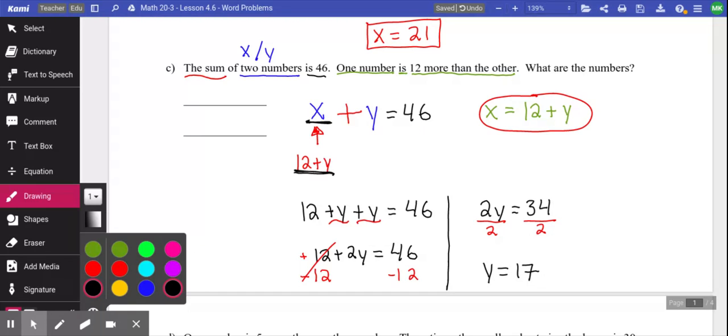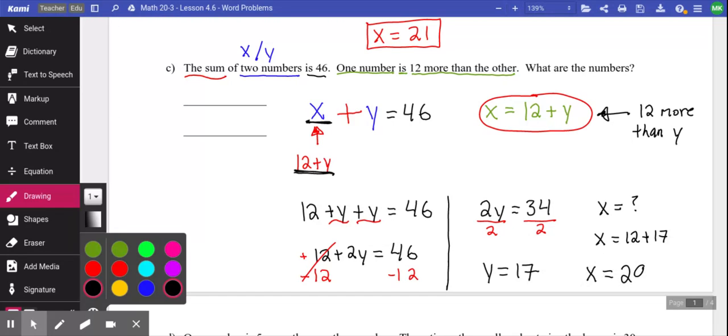Awesome. That's only the first number, right? The first number we just solved was y equals 17. Now we have to ask ourselves, what does x equal? Well, if we think about the question, we just realized that x is 12 more than y. So if y is 17, x would be 12 plus 17. Our value of x is 29.